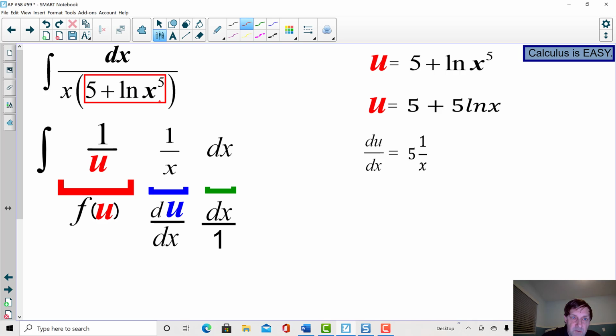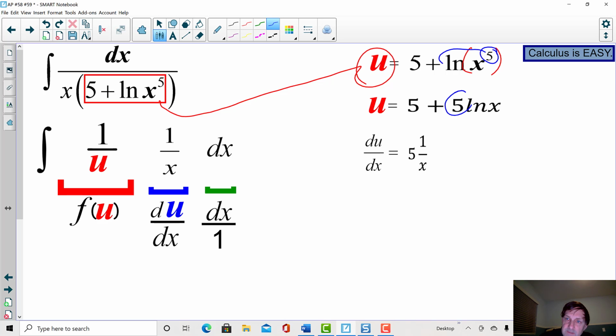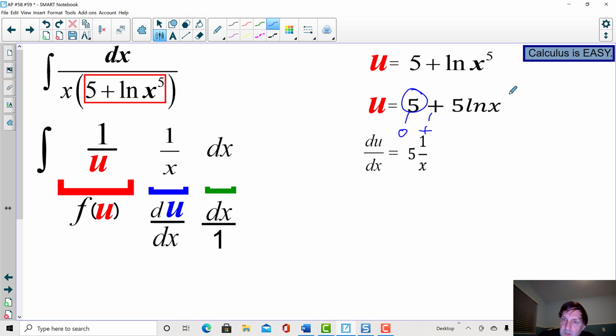Okay, for this one, we're going to choose all this stuff for the u. And we're going to simplify it before we do the derivative. So this is x to the power of 5. We can actually bring this 5 down in front, so it's 5 times ln of x. So now we can do the derivative. The derivative of 5 is 0, and we have a plus. And then we're going to do the derivative of 5 times ln of x. So the 5 is a constant. You can ignore it, you just bring it down. And the derivative of ln of x is 1 over x. So our du dx is going to be 5 over x, or 5 times 1 over x.